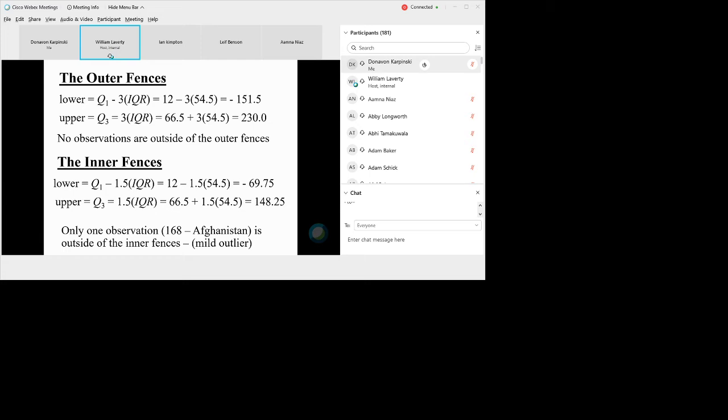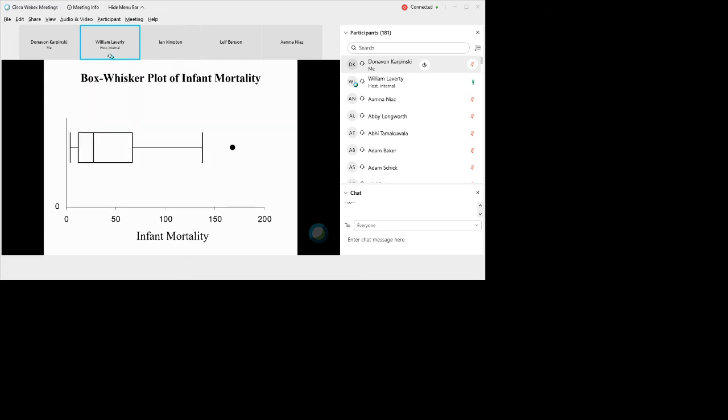So to plot that data with a box plot for infant mortality, it looks something like this. The ends of the box are Q1 and Q3. Q2 is the line. This is the minimum within the inner fences. This is the maximum within the inner fences. This is the one outlier.